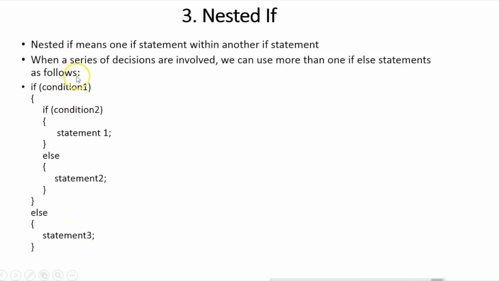Condition 1 is evaluated first. If condition 1 is true, then condition 2 is evaluated. If condition 2 is true, then statement 1 will be executed. If condition 2 is false, then statement 2 will be executed. Then assume that condition 1 is false initially, then statement 3 will be executed.